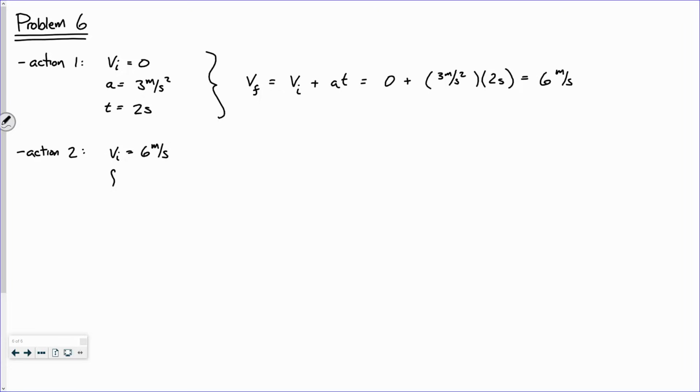And its final velocity is 0. Maybe I should put 0 meters per second, with units here. Maybe I should be consistent with that across the board. Okay. Now, instead of telling us how much time it took to do this, it said that this occurred over a distance of 8 meters.